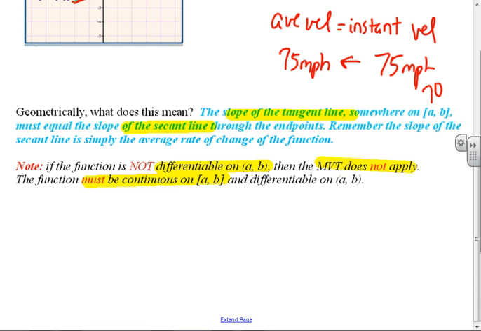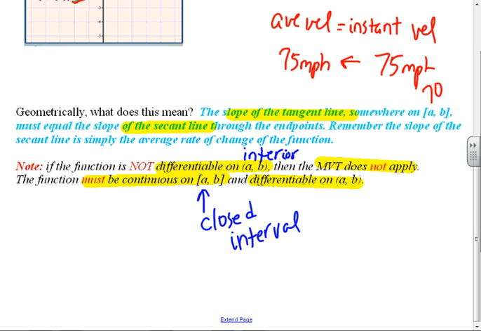Okay, notice what I wrote here. This is correct now. It's differentiable in the interior. That's right, interior. And it has to be continuous on the closed interval. Those are the conditions. So if it's not differentiable in the interior, you can't apply the mean value theorem.